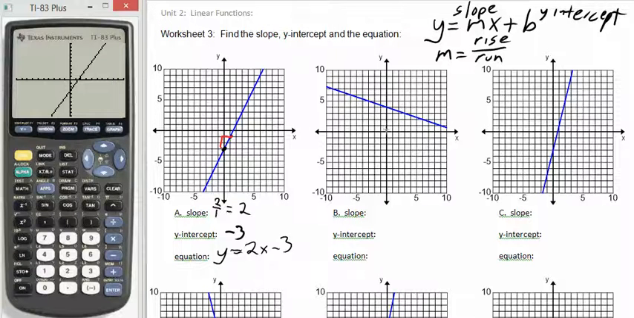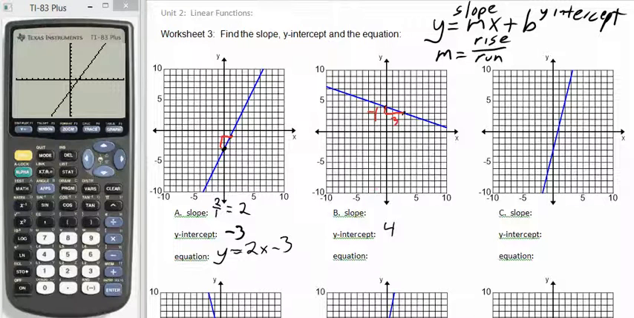So the y-intercept is 1, 2, 3, 4. So positive 4. And I use that point. And I'm always going to go to the right, okay? So the next good point I see is this one. So we go rise, goes up or down. So down 1 and over 1, 2, 3. So it was down 1 and over 3.